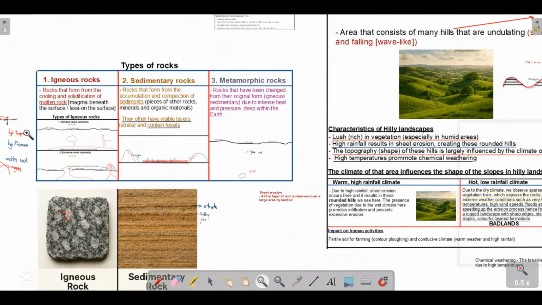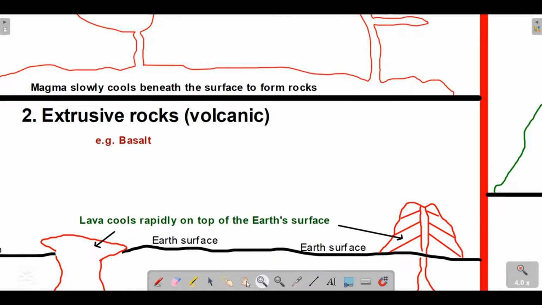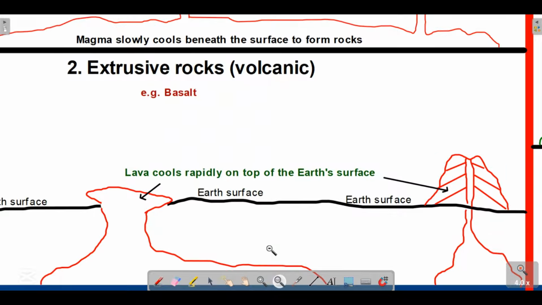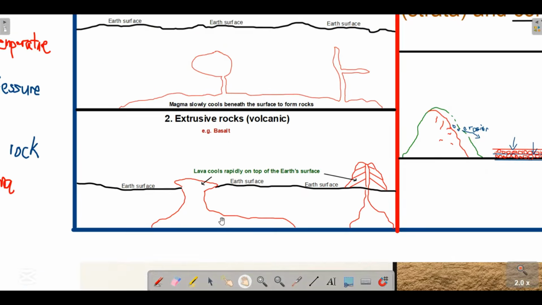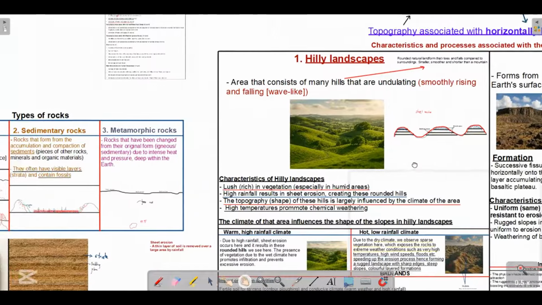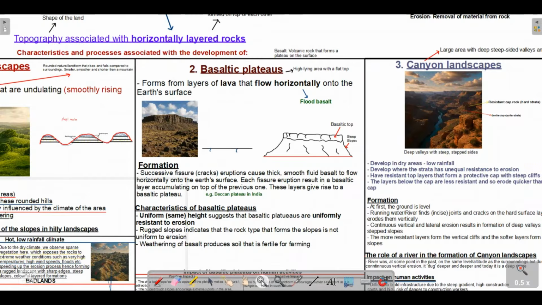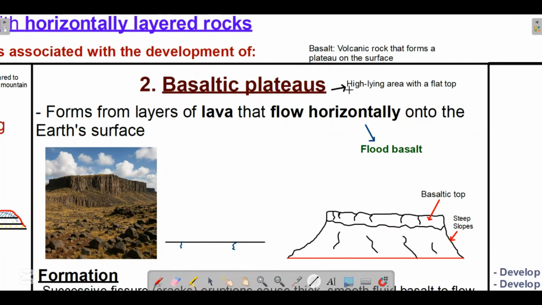We said it's an example of a what? Of an extrusive rock, or extrusive igneous rock, or volcanic rock. We said an extrusive rock is simply an igneous rock that forms from lava cooling down rapidly on top of the Earth's surface. So therefore, a basaltic plateau should form from lava cooling down. A plateau is simply a high-lying area with a flat top. Now basalt is the type of rock, which means it's extrusive, and plateau is the type of landform, like the shape of the landform.